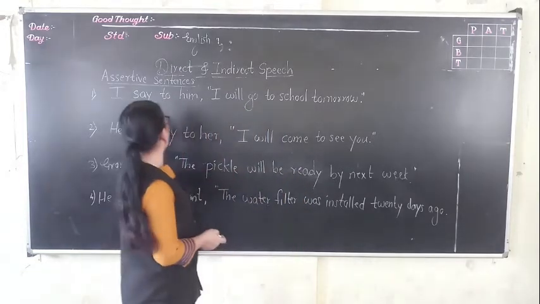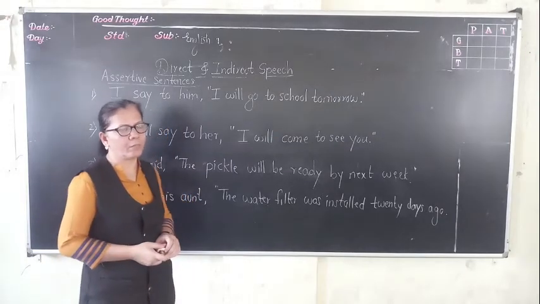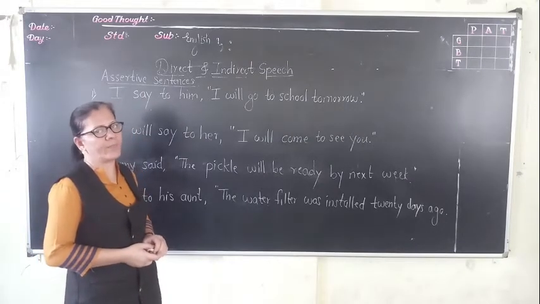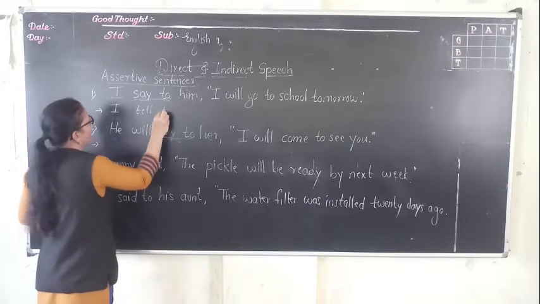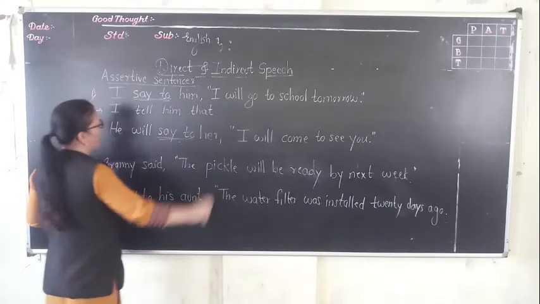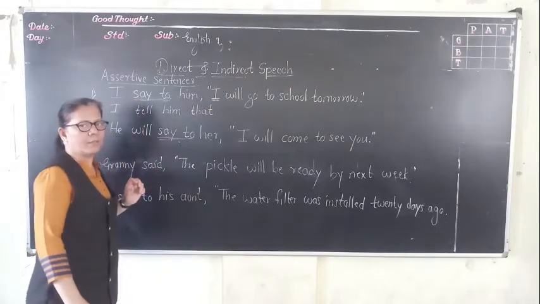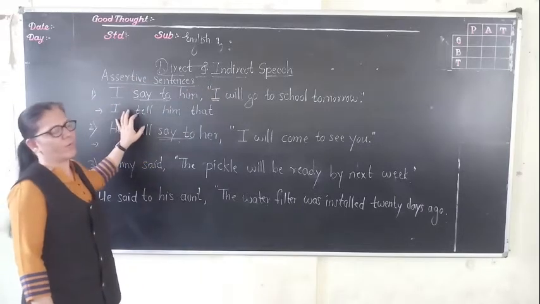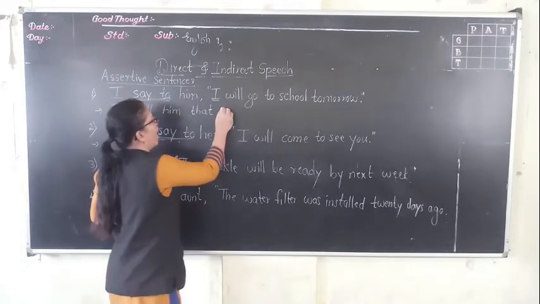So the first example is, I say to him, "I will go to school tomorrow." So let us change this sentence into indirect speech. "I say to" changes to "tell." I tell him, remove the inverted commas, and "that." I tell him that. Now the subject is first person. So whenever there is first person, it changes according to the subject of the reporting verb. The reporting verb is say and its subject is I. So here it will be I.